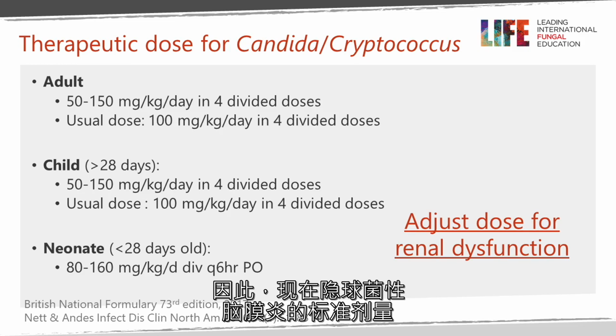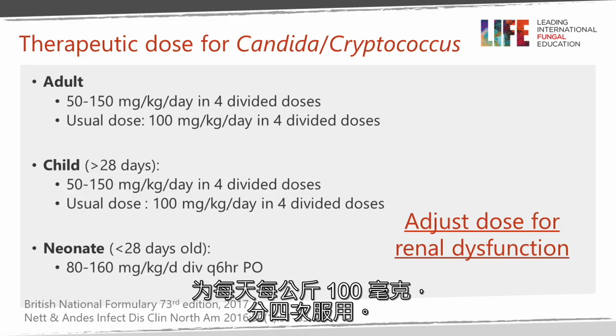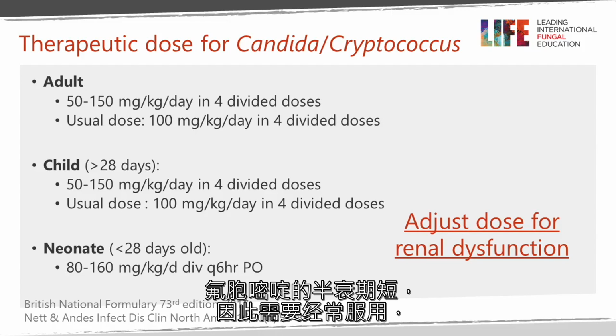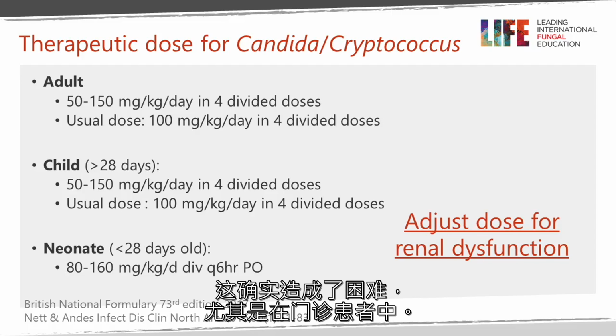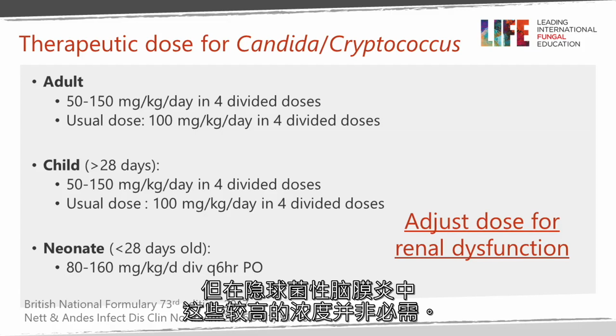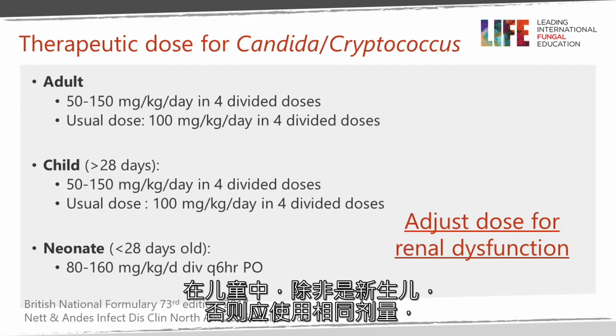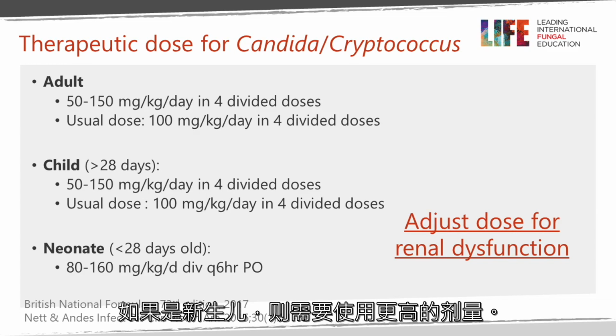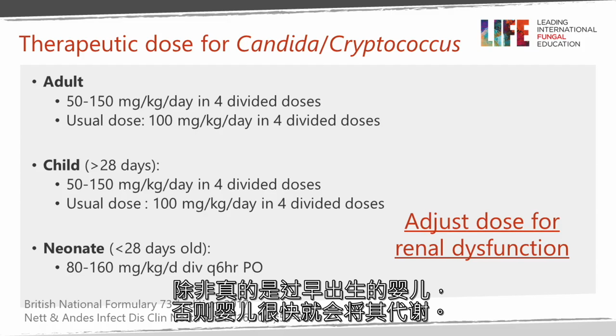So the standard dose now for cryptococcal meningitis is 100 milligrams per kilogram per day in 4 divided doses. Flucytosine has a short half-life, and so it needs to be given frequently, and this does cause difficulties, particularly in the outpatient setting. The older text suggested a dose between 50 and 150 milligrams per kilogram per day, but these higher levels are not necessary in cryptococcal meningitis. In children, the doses are the same unless you're a neonate, in which case slightly higher doses are required, and it's cleared fairly fast by babies, unless they're very premature indeed.